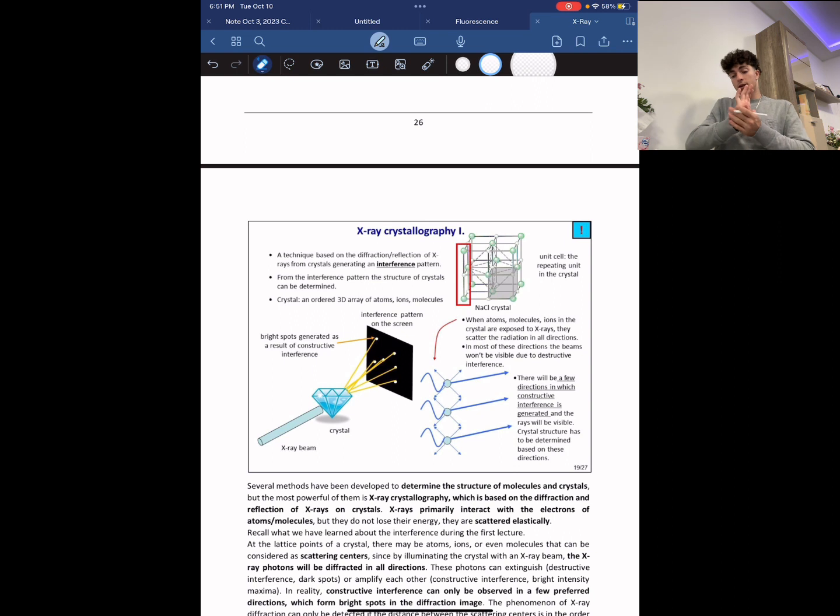All right, so now we're getting into X-ray crystallography. What is X-ray crystallography? If I want to find out the structure of something, and I'm not sure how it's made, I use X-ray crystallography, because if I shoot an X-ray beam, then it will refract or reflect to show its structure. We're going to learn about that in just a second. It's a technique based on diffraction, reflection, and refraction using X-rays from crystals, generating an interference pattern. Through this interference pattern, as you can see here, we can find out the structure of this material.